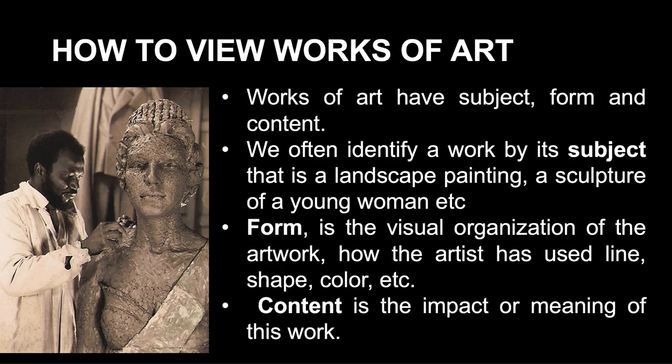So the next slide is how to view works of art. This is a little exercise I want to encourage you to always do whenever you're looking at art. You must always understand that with works of art, there are three things that you need to look at: the subject matter, the form, as well as the context, the content, and the context, right? Then we often identify our work by its subject. That is, you can say, that's Picasso's painting, it could be a landscape, the cover of this lecture is having someone doing a sculpture, and so on and so forth. Form is the visual organization of the artwork, how the artist has used line, shape, color, and all those elements of art and design. And content is the impact or meaning of the work.